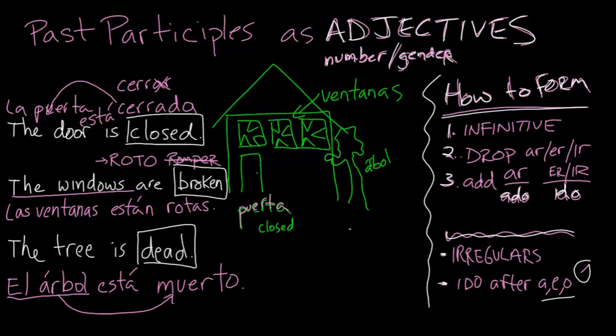We take them to describe something that we have. We want to remember that they have to agree in number and gender, which means they need to be masculine, feminine, singular, and plural. All right, go out and try a few on your own.